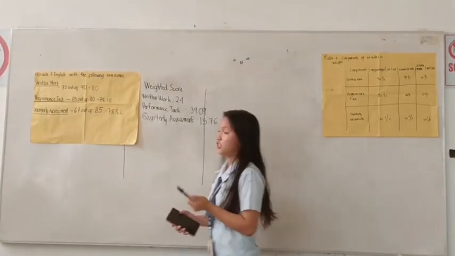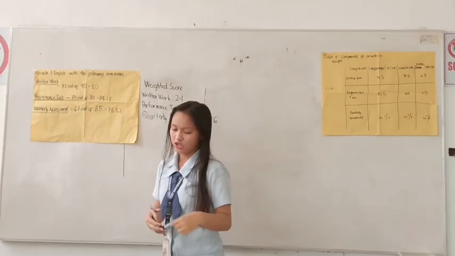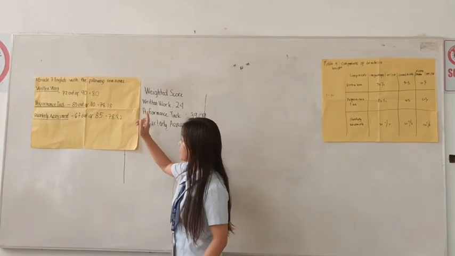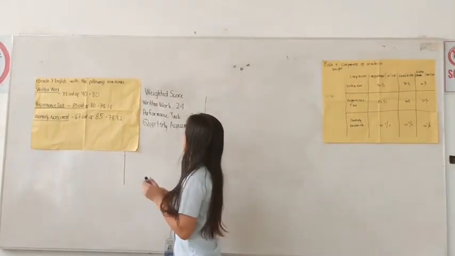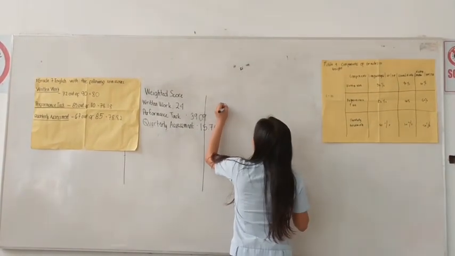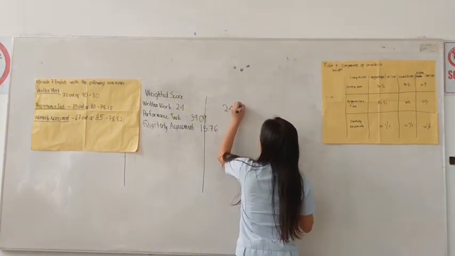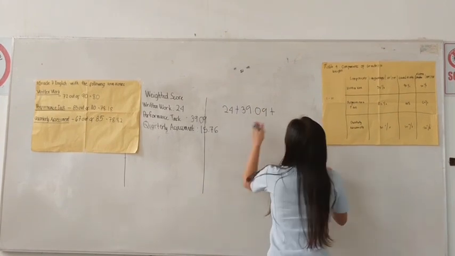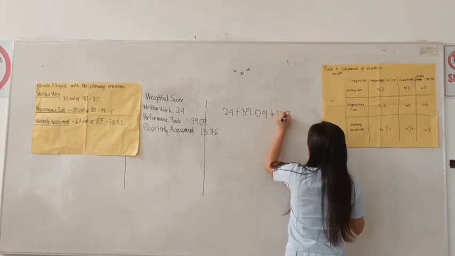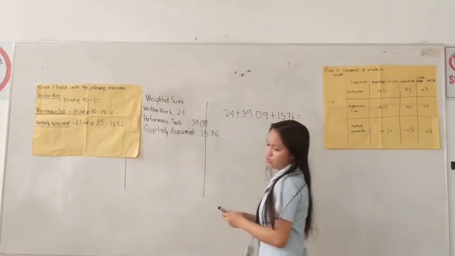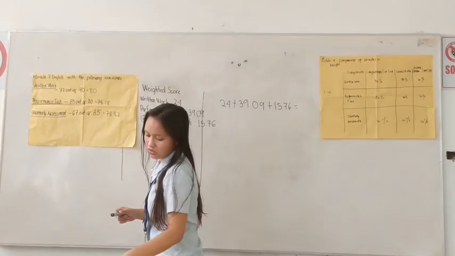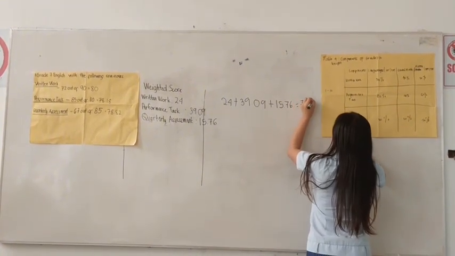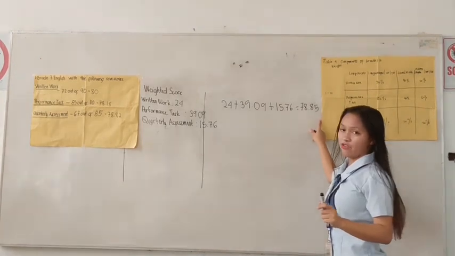Okay, so we will now proceed to getting the initial grade. To get the initial grade, you have to total the written work, the performance task, and the quarterly assessment. So 24 plus 39.09 plus 15.76, and the total is 78.85. So this is the initial grade.